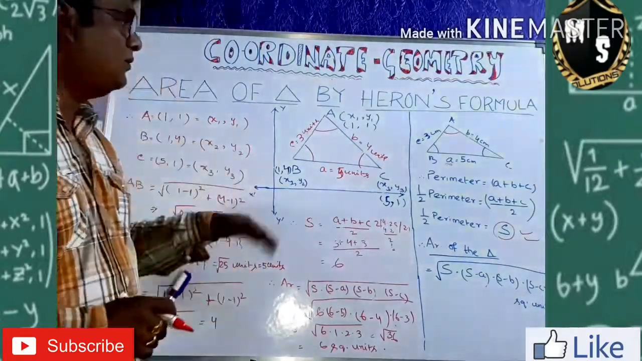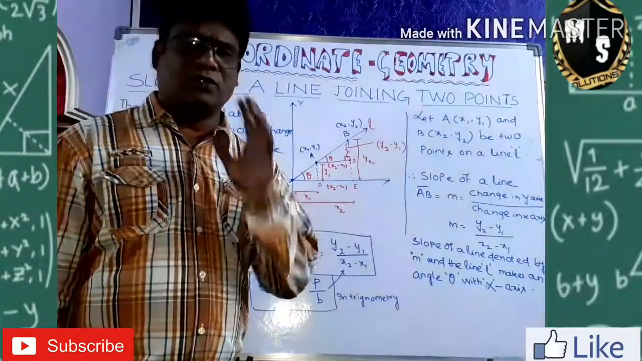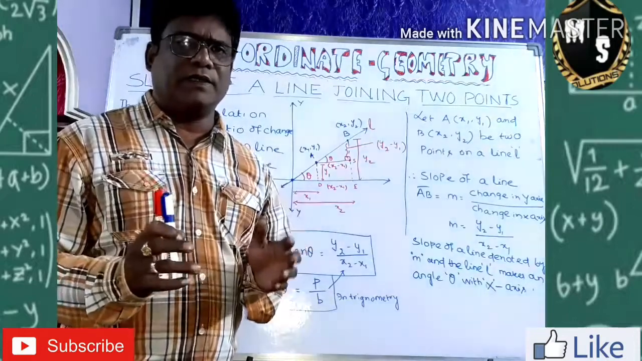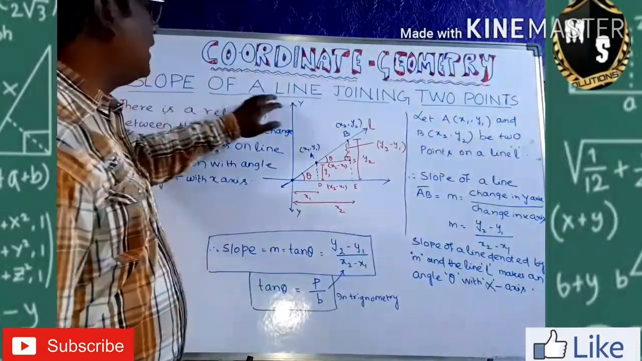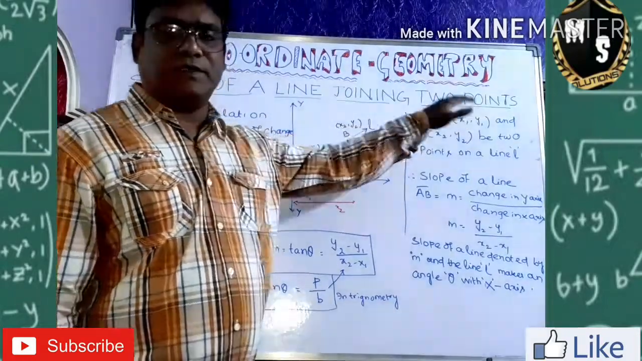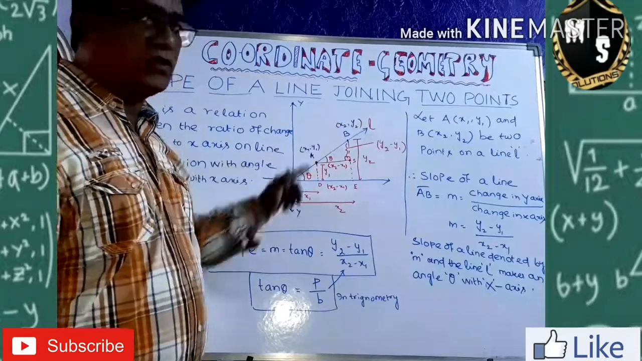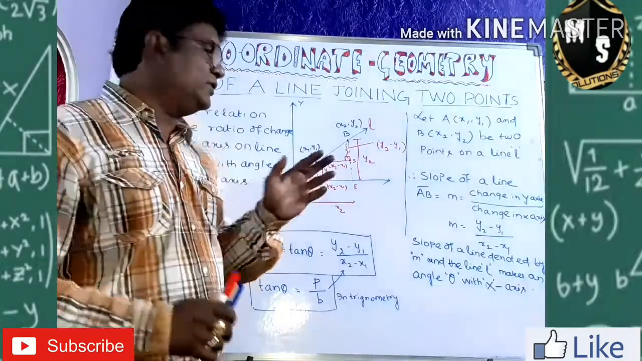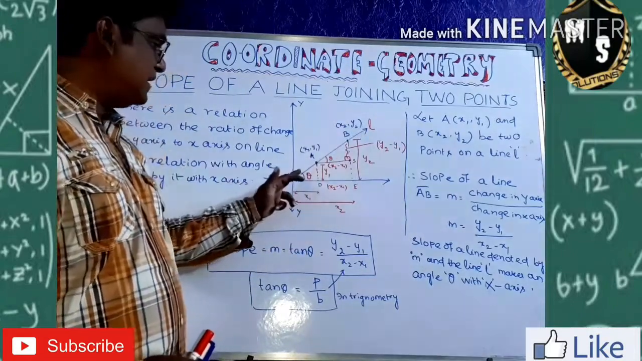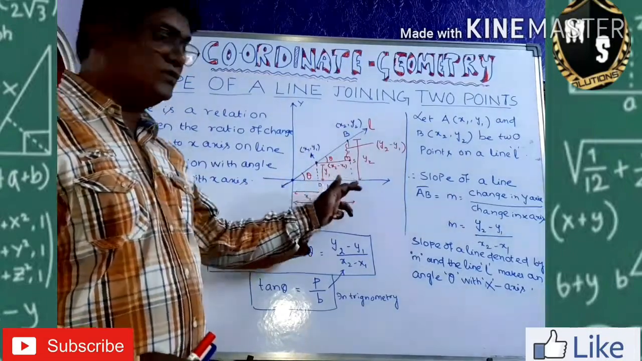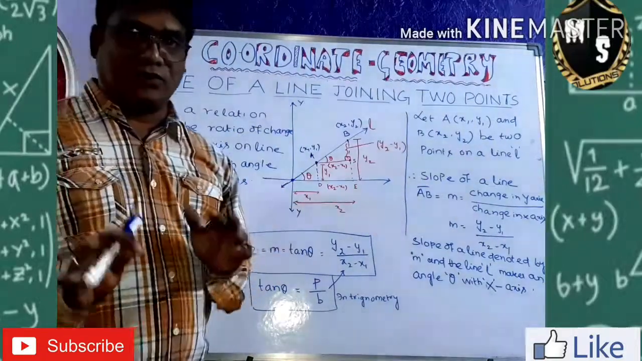Okay. So now go to the next part. Now come to the concluding part of this coordinate geometry. The concluding part of the coordinate geometry is the slope of a line joining 2 points. That means the line is there which is joining 2 points. What is the slope? Slope means the angle created with the x-axis. What angle is this line creating with the x-axis? So this is the thing we are going to discuss today.